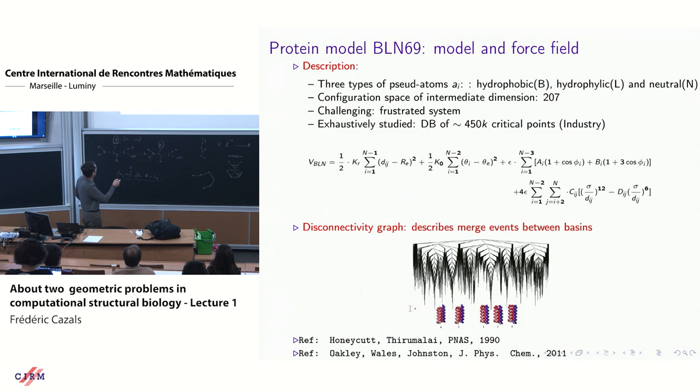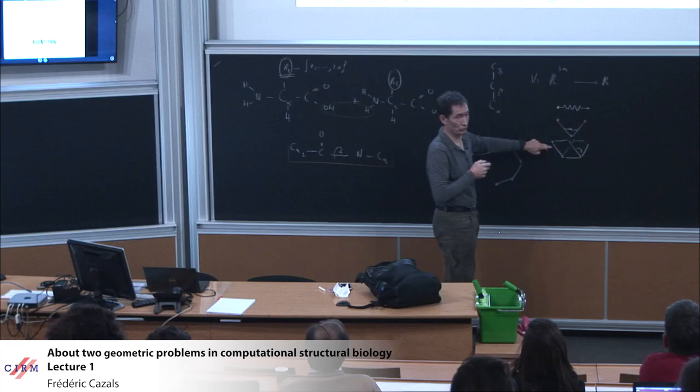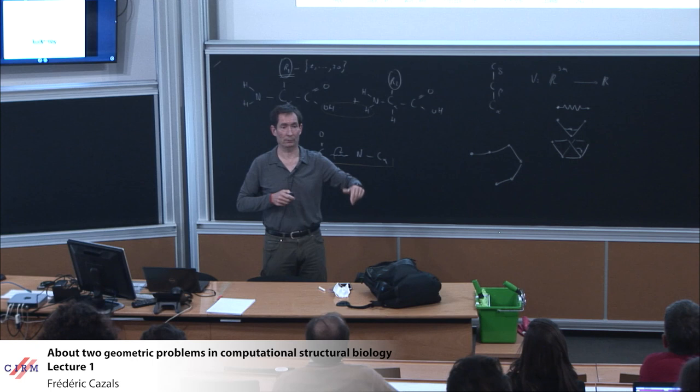So this is for bonds, right? This term is for valence angles, a quadratic term. This is a periodic term for dihedral angles. And now we have a so-called Lennard-Jones potential, which you all know about, right? A distance to the 6 minus B distance to 12.